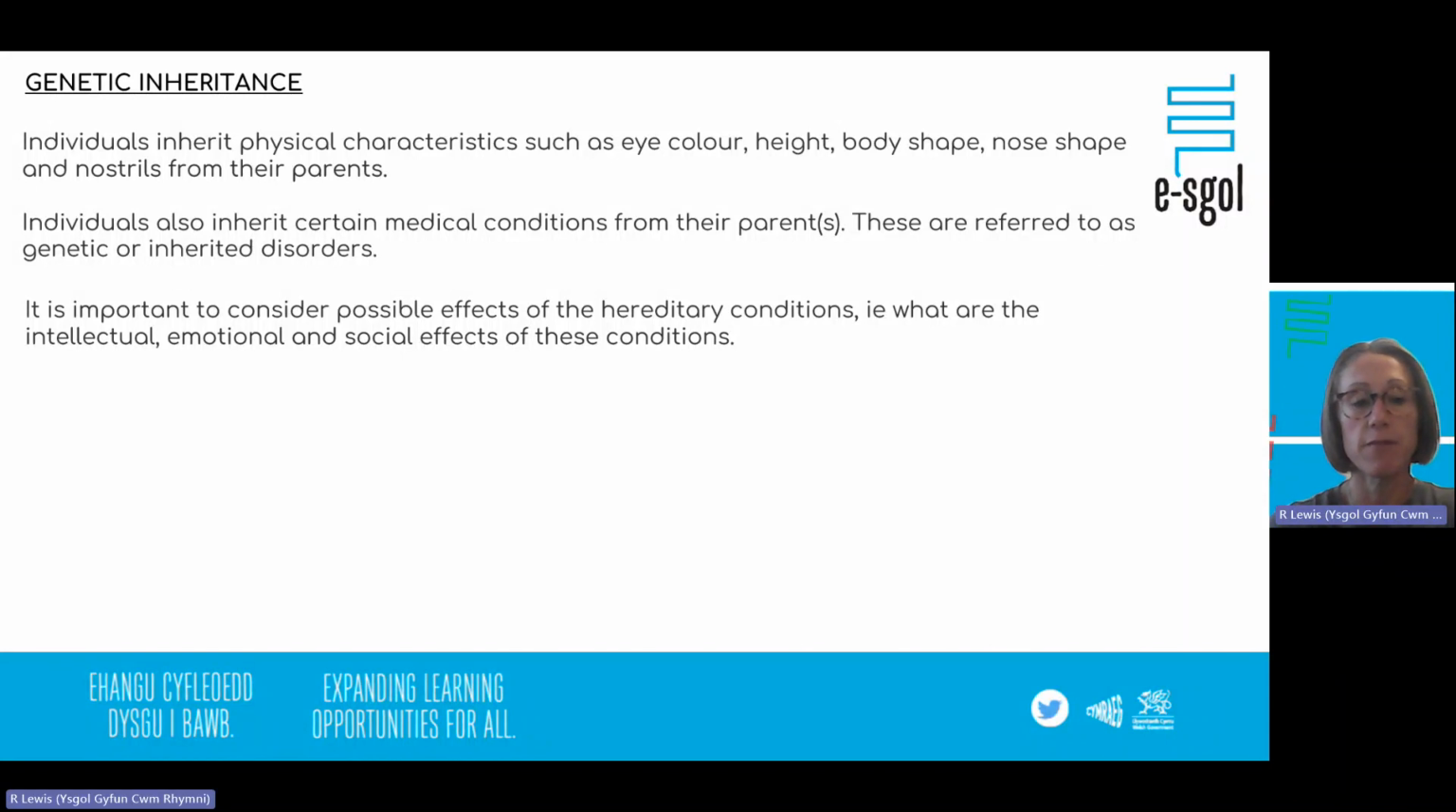Also, individuals can inherit certain medical conditions from their parents. These then are referred to as genetic or inherited disorders. Now, there are a number of genetic and inherited disorders, but obviously what we need to understand is what they entail and also how they will affect an individual's ability perhaps to perform day-to-day activities, their intellectual barriers, and also emotional and social barriers related to these different disorders.